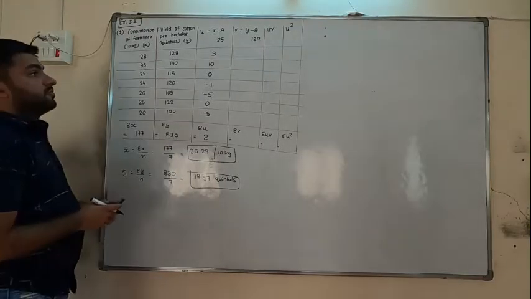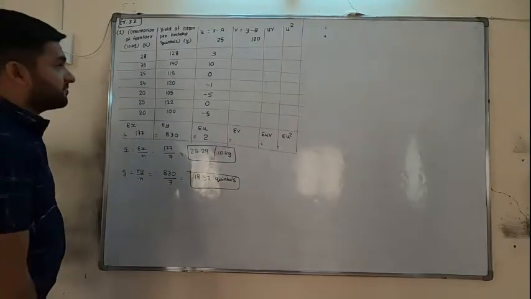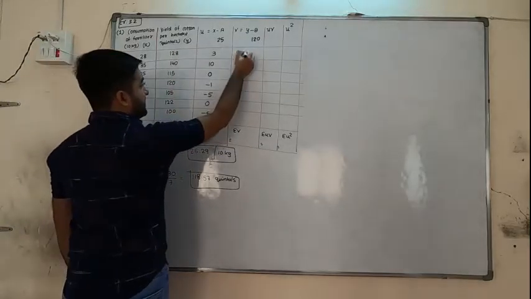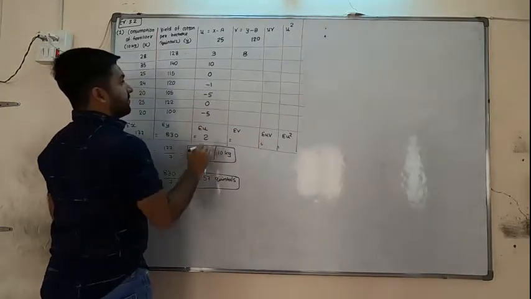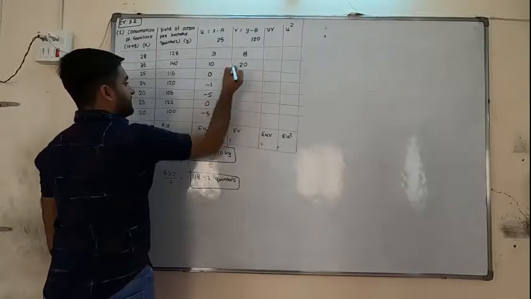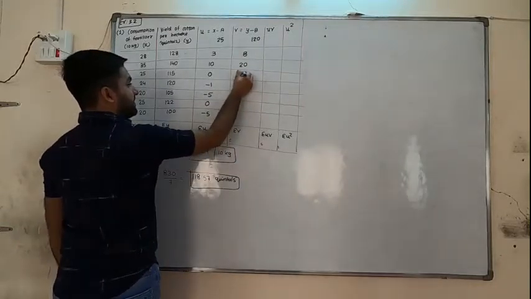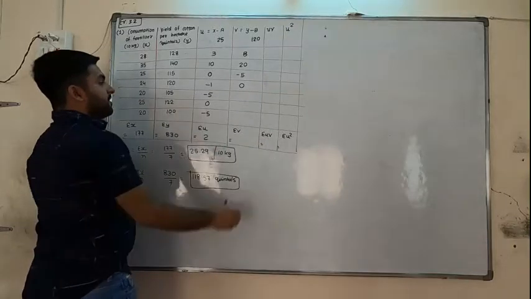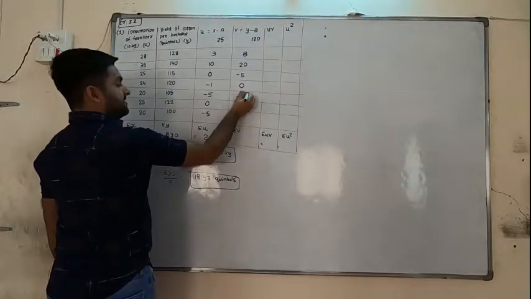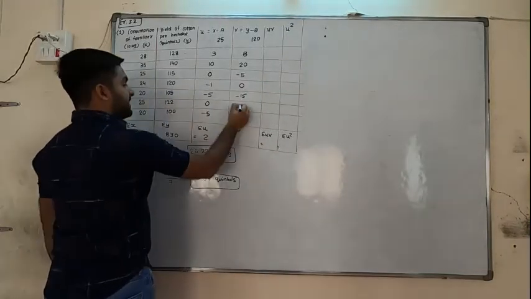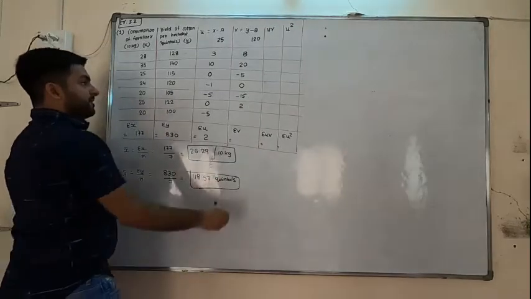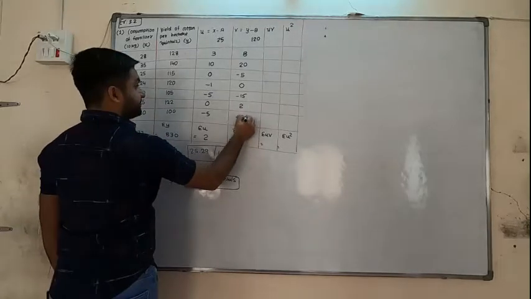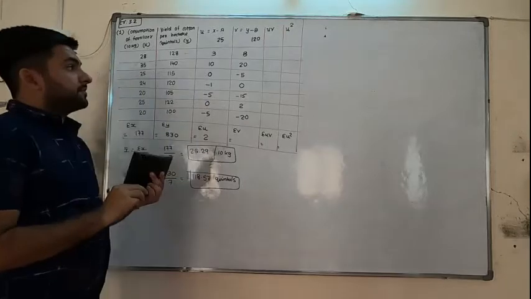Okay. Now B is equals to Y minus 120. 128 minus 120 is 8. 140 minus 120 is 20. 115 minus 120 is minus 5. 120 minus 120 is 0. 105 minus 120 is minus 15. 122 minus 120 is 2. 100 minus 120 is minus 20.